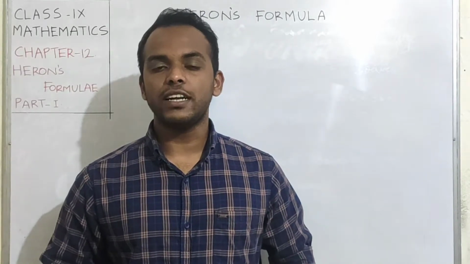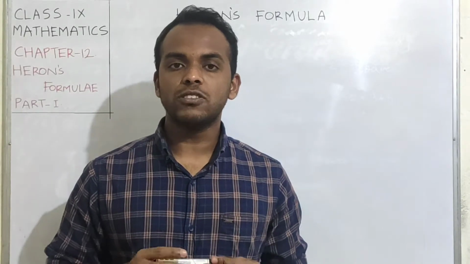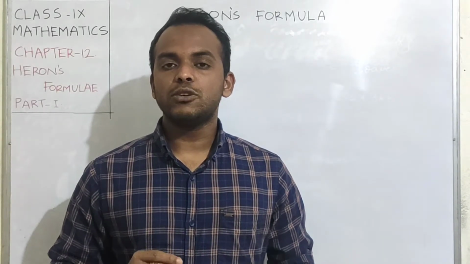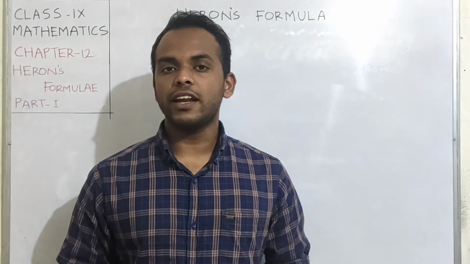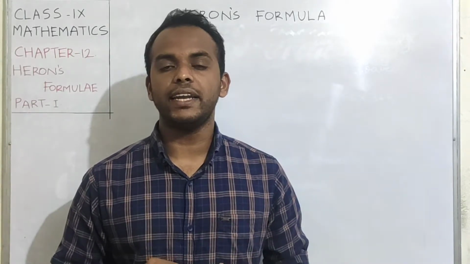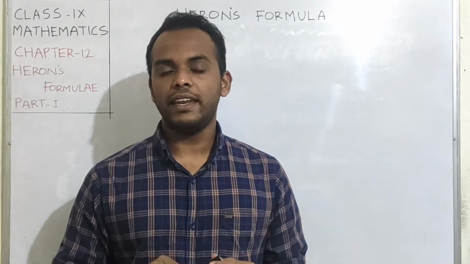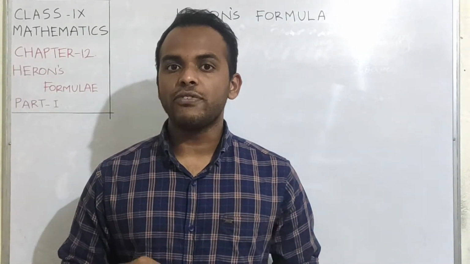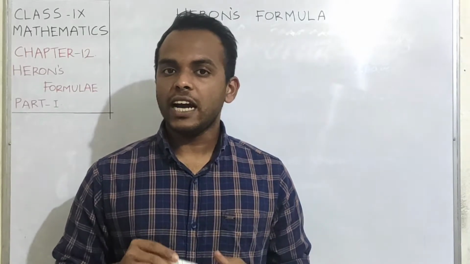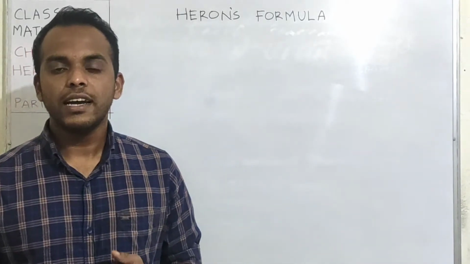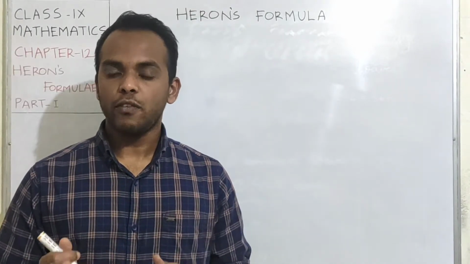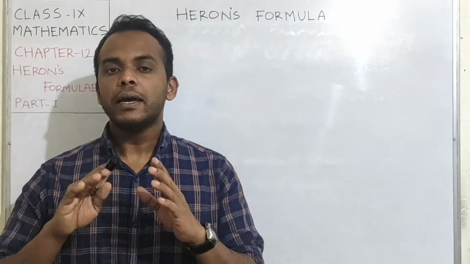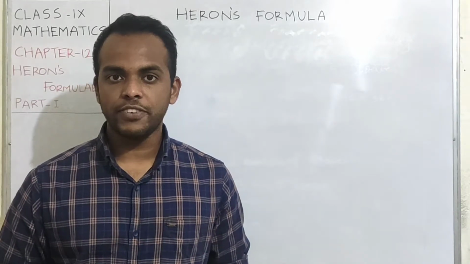Today we are going to learn a new chapter named Heron's formula. This is your chapter number 12 and in this chapter we are just learning a single formula for finding a particular area. That is the area of a given triangle. In our lower classes we have learned an equation to find area of the triangle that is given to us. Of course, triangle is a plane figure or a two-dimensional figure.